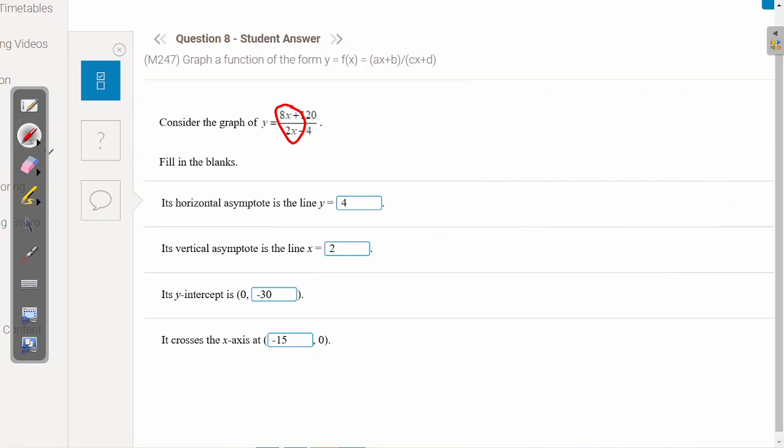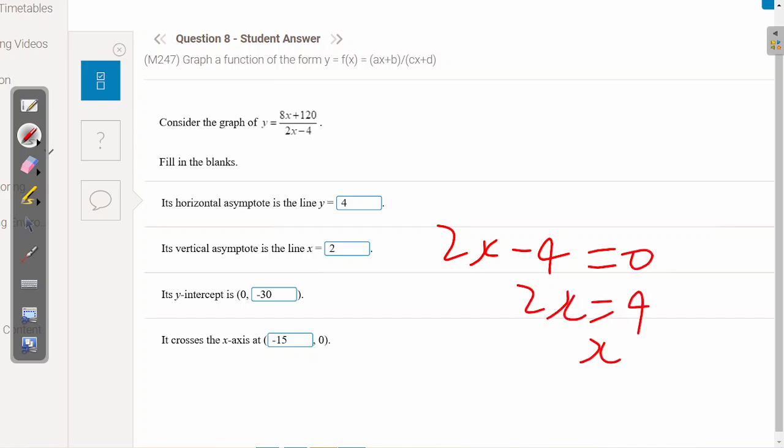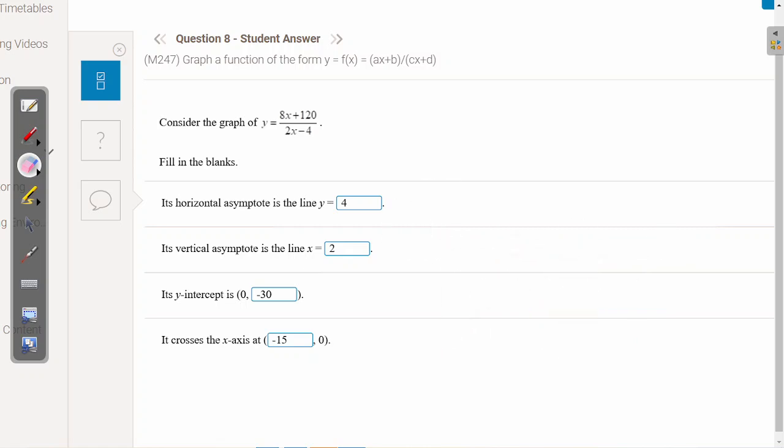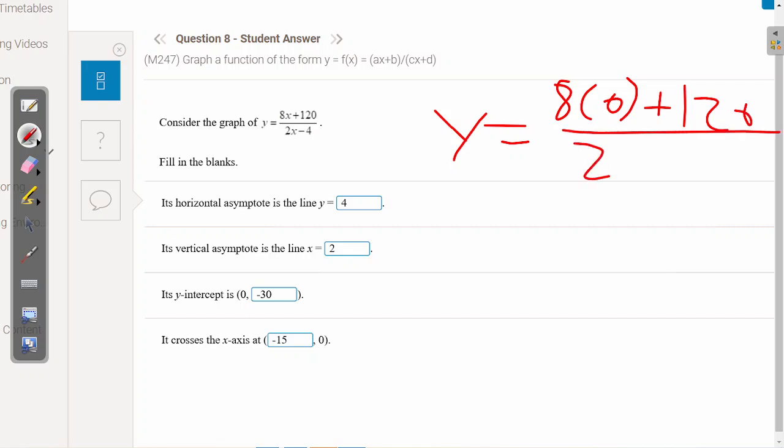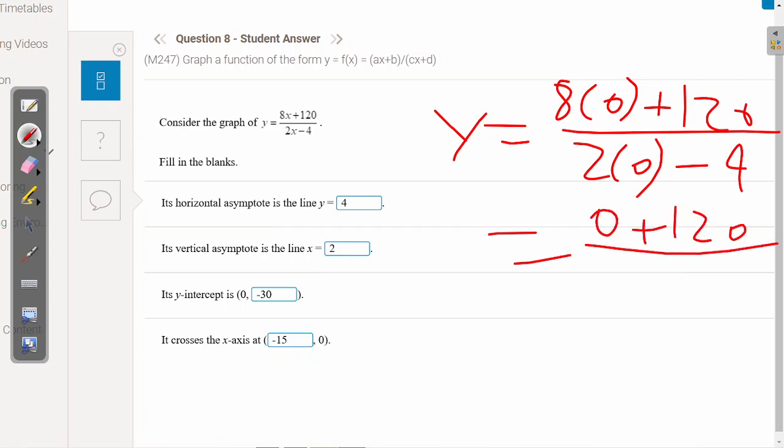Vertical asymptote, I explained it in the other question. 2x minus 4 equals 0. 2x equals 4. X equals 2. Y-intercept means you substitute x with 0. So y equals 8 times 0 plus 120 over 2 times 0 minus 4. 8 times 0 is 0 plus 120 over 2 times 0 is 0 minus 4. So 120 over negative 4 is negative 30.